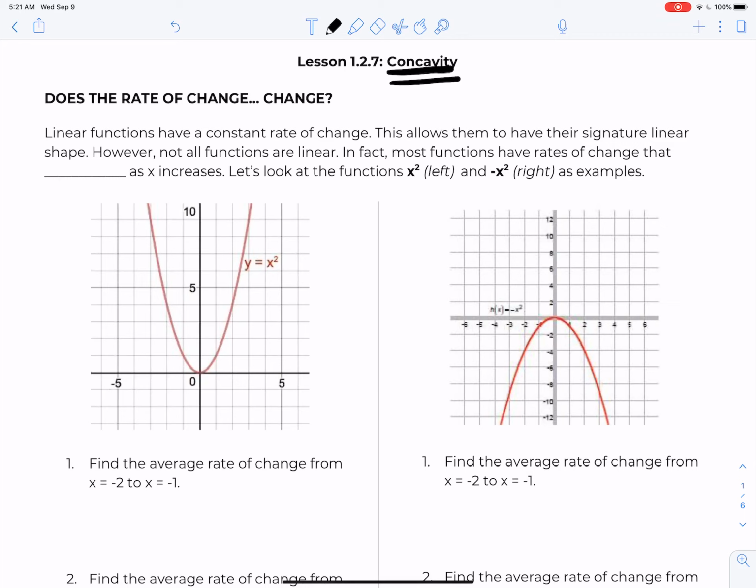Now, we've been talking the last couple weeks about rate of change. And we found, rate of change is how our function is changing. We saw that we can use y2 minus y1 over x2 minus x1, or f of b minus f of a over b minus a. We can use those two formulas to help us find rate of change. But what happens when we see the rate of change in a function?